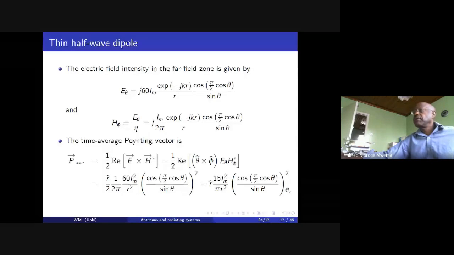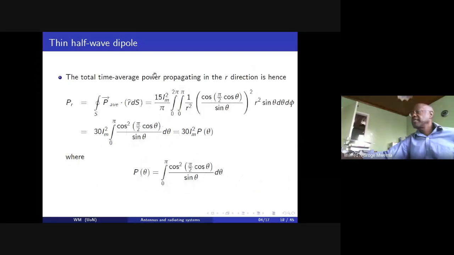So the total time average power that is radiating in the r direction will therefore be given by P_r equal to the integral over the closed surface that is enclosing the antenna itself, of the average Poynting vector over that radius, so to speak. And we know that the radius of a sphere has a unit vector directed in the direction of the radius. That is the radial vector.